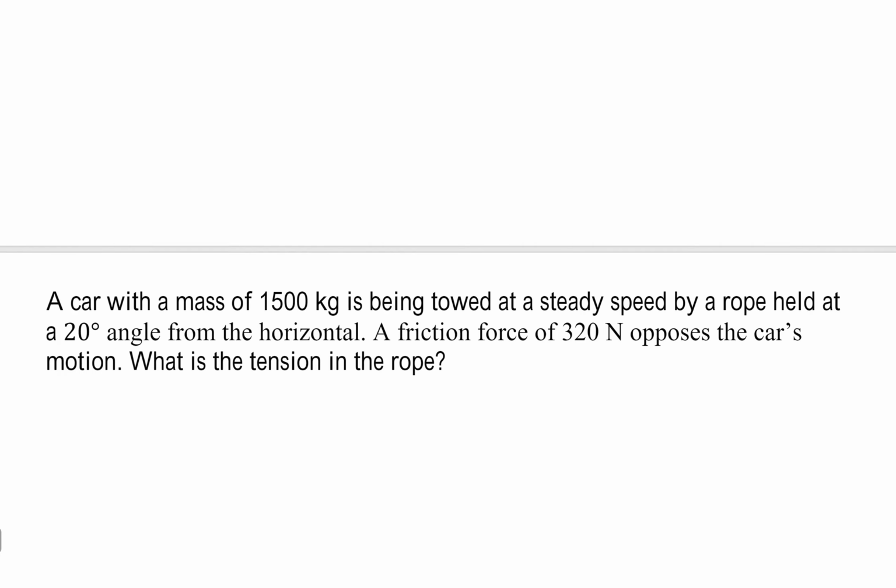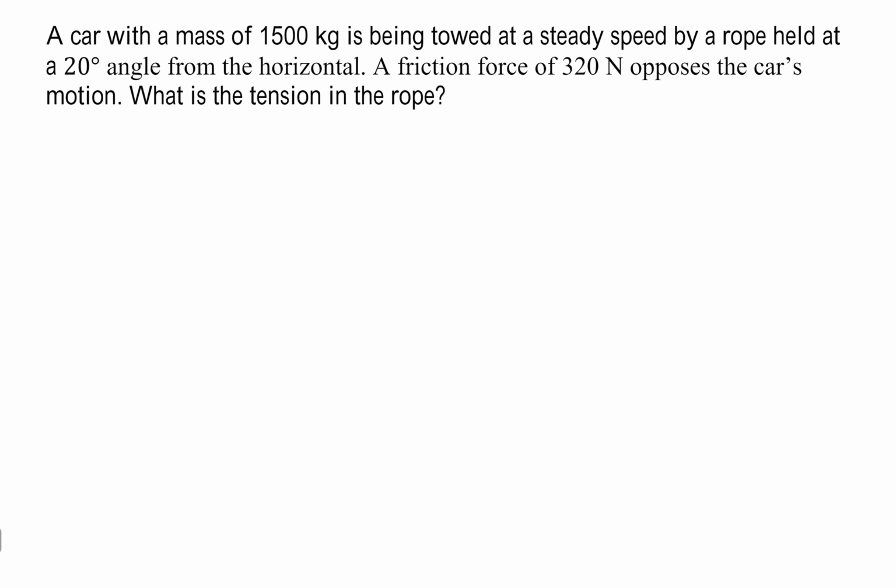Okay, so moving along. A car with a mass of 1,500 kilograms is being towed at a steady speed by a rope held at a 20-degree angle from the horizontal. So we've got to try to picture that. A car is being towed at a steady speed. This is critical. By a rope held at a 20-degree angle from the horizontal. We're just going to picture that in our minds. We're not going to try to draw a picture of it. We just see it in our heads. And then we're going to go straight to the free body diagram.